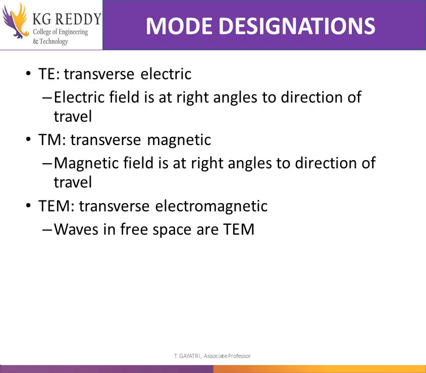The different mode designations possible are TE, TM, and TEM, where TE is the transverse electric mode. Here, the electric field is perpendicular to the direction of propagation, whereas TM mode indicates that the magnetic field is perpendicular to the direction of propagation, whereas in TEM mode, that is a normal electromagnetic wave, the electromagnetic field is perpendicular to the direction of propagation. And please make a note that TEM mode does not exist in a waveguide.